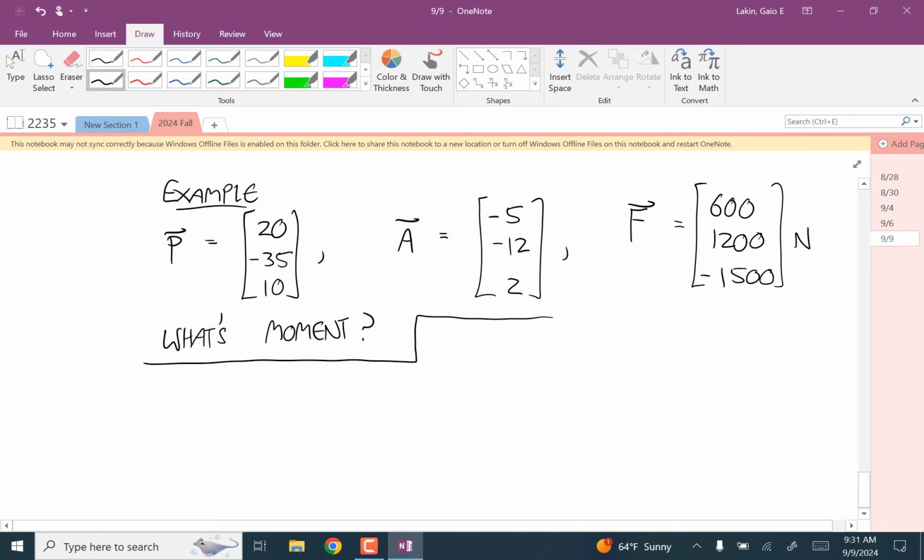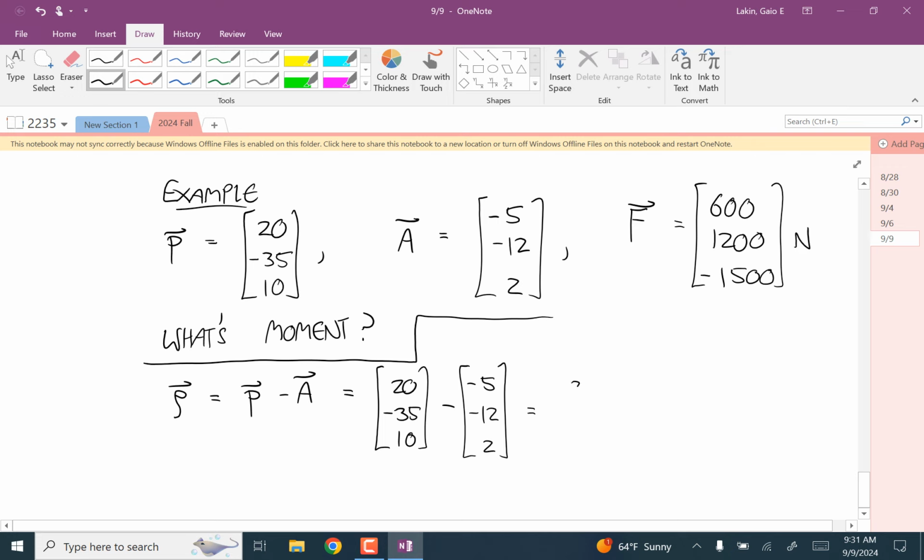Well, the row vector for that force is always just equal to P minus A. So this is 20, negative 35, 10, minus negative 5, negative 12, 2. And so that's 25, 47. Oh, no, it's not. 23, negative 23. And then 8.